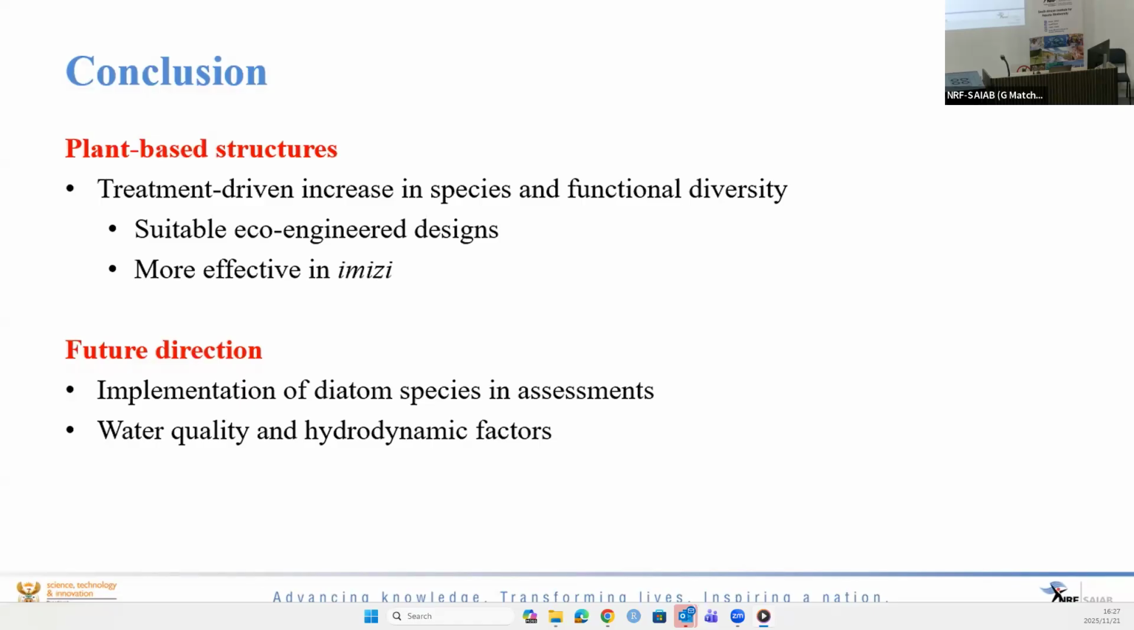So moving forward, eco-engineering studies should include diatom species in their biodiversity assessments and also consider other factors such as water quality as well as hydrodynamic factors.